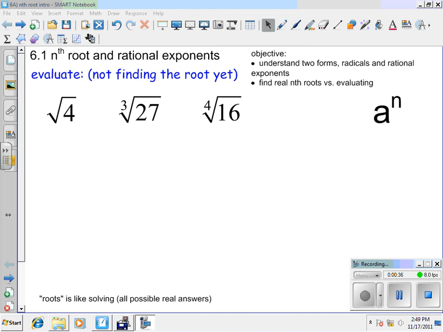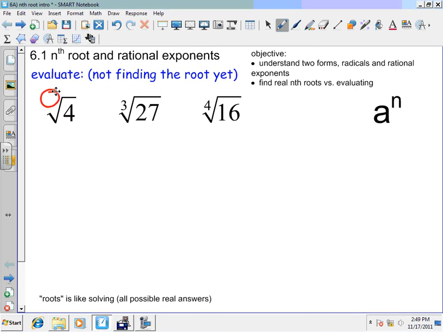Okay. So let's first talk about these three examples up here. When we talk about the square root of 4, and notice there's no number right here. So what number goes there? It's like the 1 in front of x. If I say x plus 4, and I say, what's the leading coefficient? You could say, well, there's an imaginary 1 in front of the x. The same thing goes with radicals. If there's no number in front of the radical, it's understood to be 2. That's why we call it a square root.